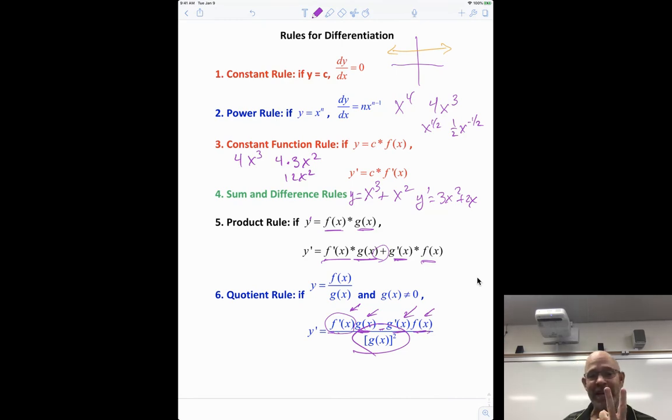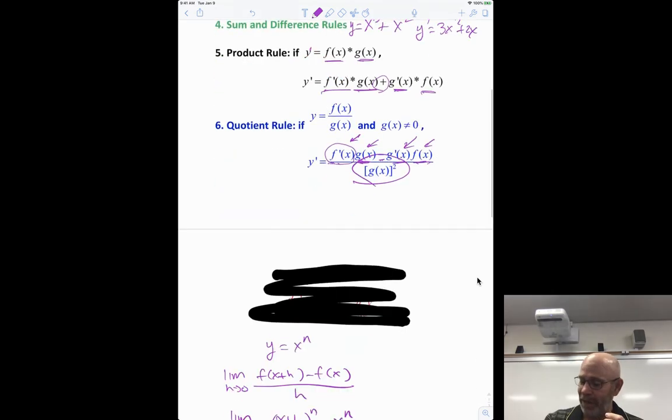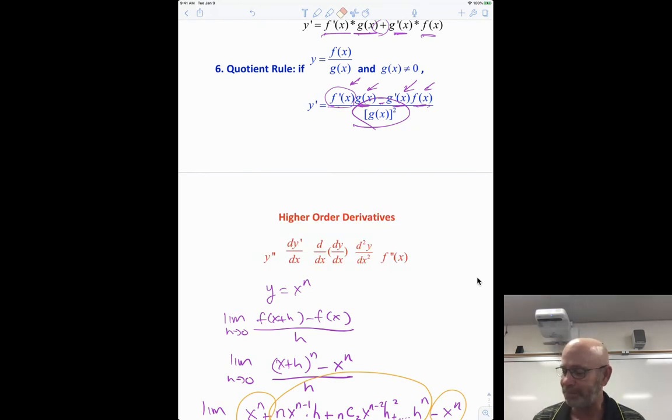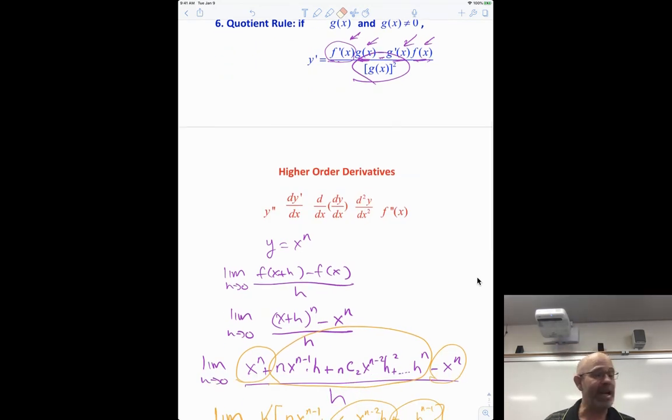So I will do two examples here in just a second, but before I do that, I got one last thing to do, and that's just to give you some notation. This is notation for higher order derivatives: second derivative, third derivative, fourth derivative, and so on. So y double prime is the most common one. We just use 2 primes. You might see it as the derivative of y prime. So that's the derivative of y prime.